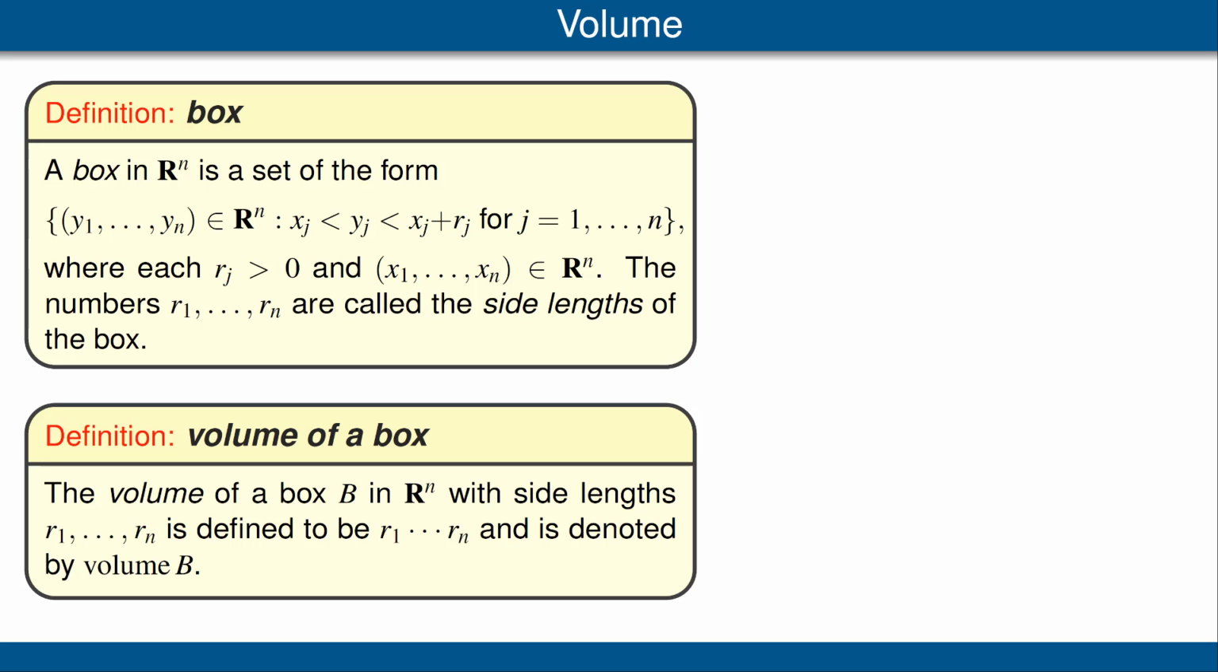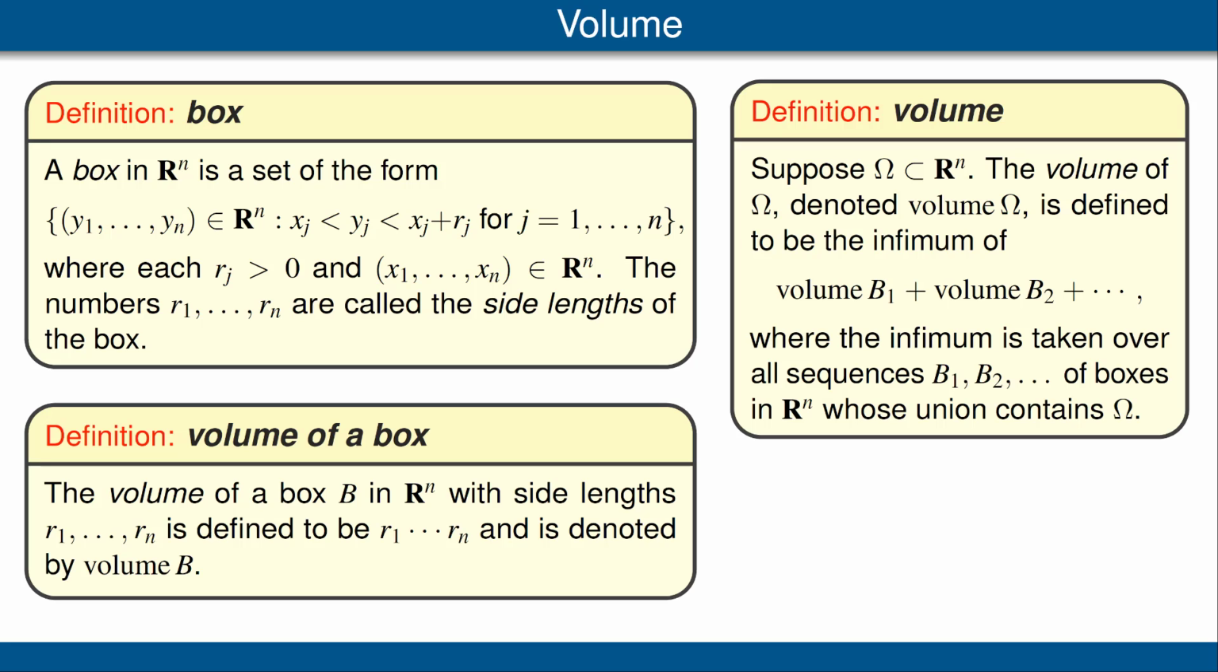If n is equal to 2, the volume is what's traditionally called the area. When n is 3, we're at the actual three-dimensional volume. But to make things simple, we use the word volume regardless of the value of n. Now that we have defined the volume of boxes, we can define the volume of arbitrary subsets of R^n.